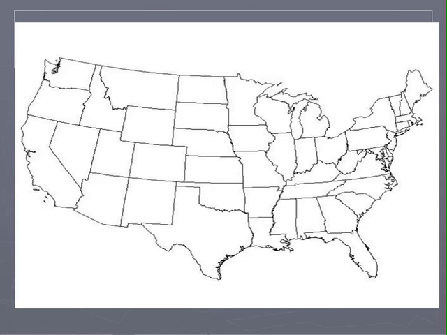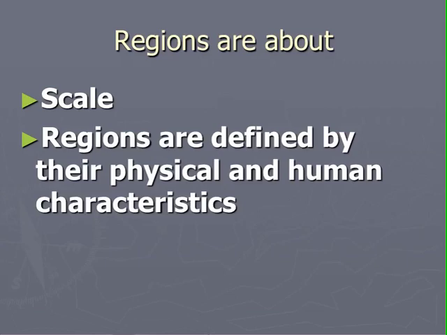All right, so here's our map of the United States. Hopefully you went ahead and labeled where you think the South, the Midwest, the Northeast, and the Southwest are. All right, so regions are about scale. We talked about scale in class last week. So we'll be looking at global, national, and local. And they're also defined by physical and human characteristics. Those place characteristics that we had discussed earlier also define regions. So we'll have physical and human characteristics that we'll be looking for.